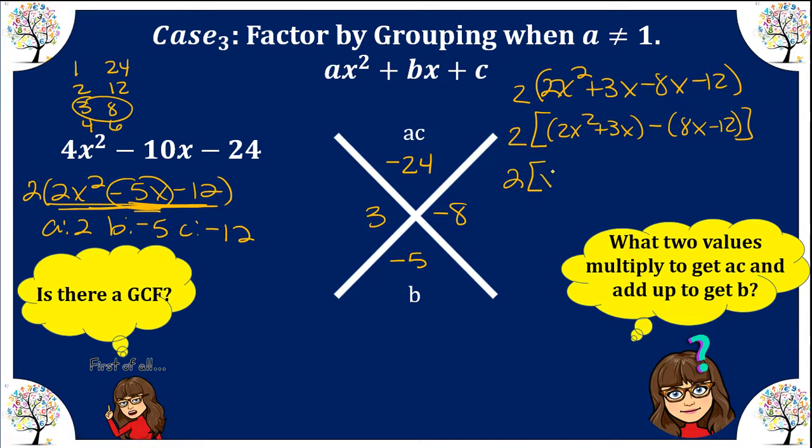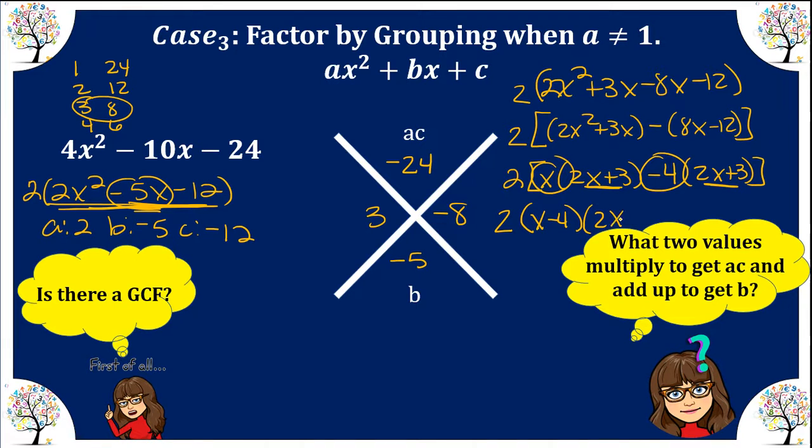We're going to factor out an x. That gives us 2x plus 3. We're going to factor out -4. And this gives us 2x plus 3. Remember, these two binomials will be the same. If they're not, then we've made an error somewhere. We're going to bring down the GCF. One binomial factor is x minus 4, and then the other one is 2x plus 3. Our three factors are 2, x minus 4, and 2x plus 3.